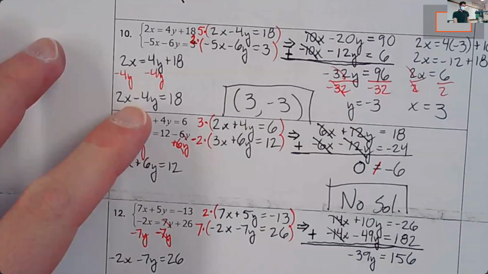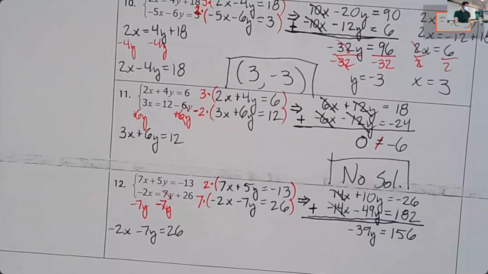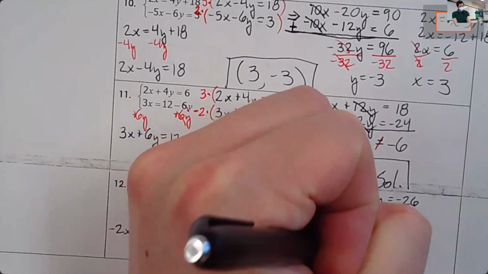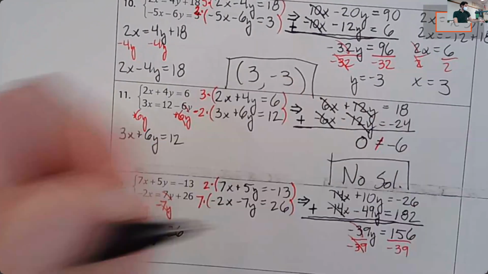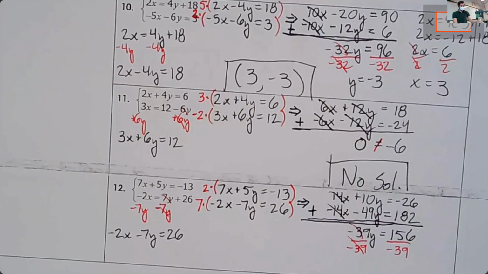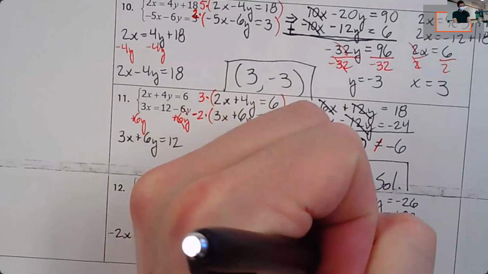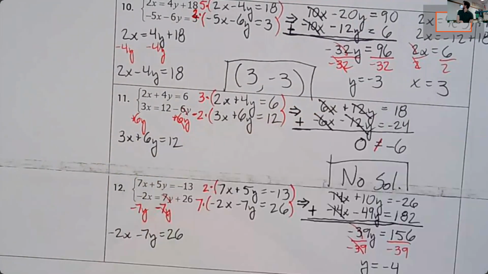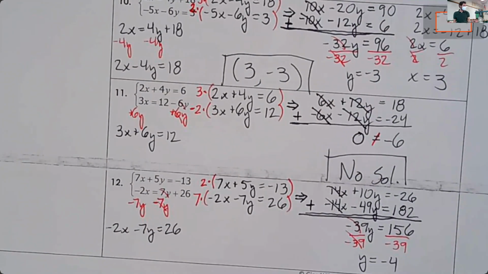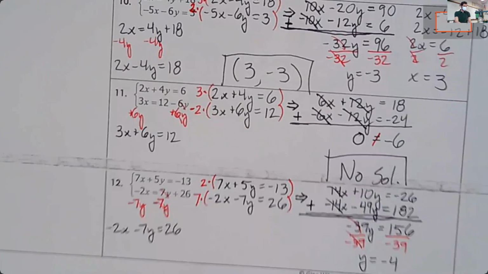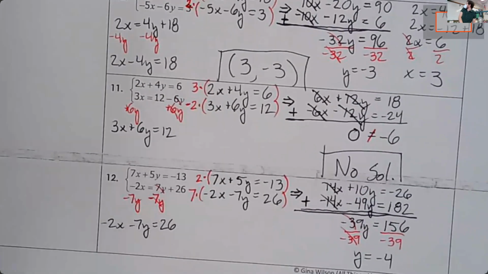Now, hopefully, this ends up giving us a whole number, and it does. We're going to divide both sides by negative 39. And again, this is something that I would definitely recommend using a calculator for. You could do it by hand, but it would definitely take some time. And that equals negative 4. So y equals negative 4, which is good. Because pretty much everything we've seen ends up being whole number values. So this helps with that. So y equals negative 4.